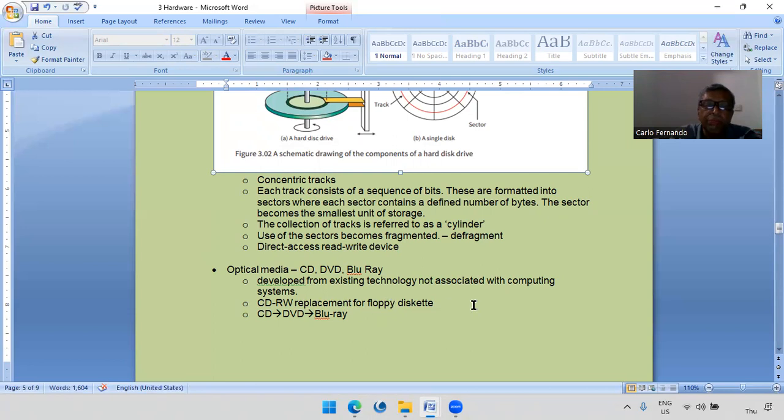Replacement for floppy disks. Floppy disks were replaced when CDRW came. Till then, the floppy disks were also there. Earlier CDR, that is read only. Then what happened? CD gave way to DVD. And now Blu-ray, the highest capacity now.